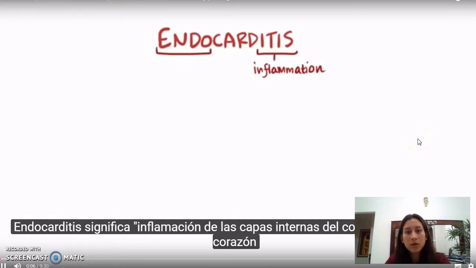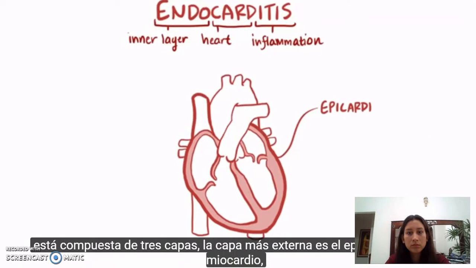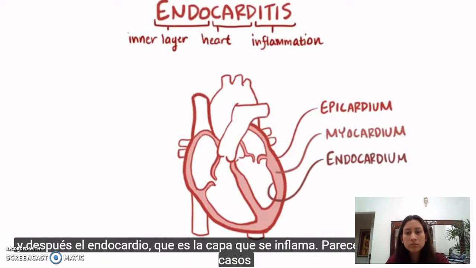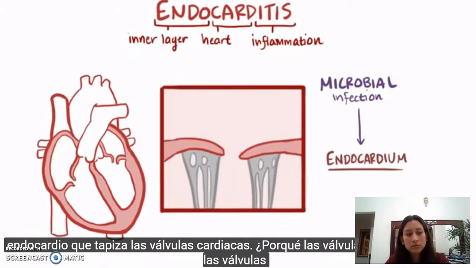Endocarditis means inflammation of the inner layer of the heart. The heart's wall is made up of 3 layers, the epicardium being the outermost layer, then the myocardium, and then the endocardium, which is the layer that gets inflamed. It turns out that most cases of endocarditis are due to microbial infection of the endocardium, usually involving the endocardium lining the cardiac valves. Why the valves?